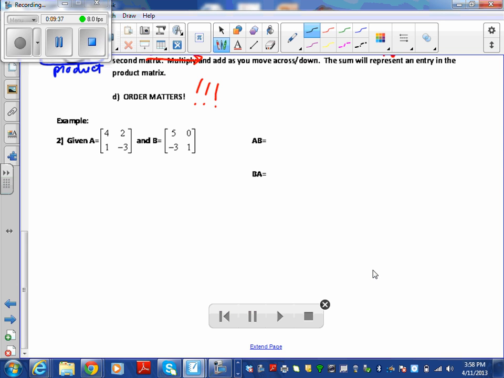So I have this example with matrix A and matrix B. First, I'm being asked to multiply A times B. So I'm going to write them out next to each other, A first, B second.